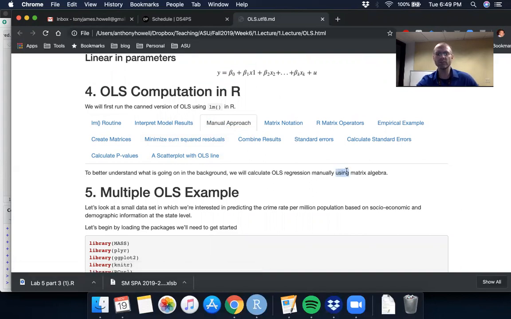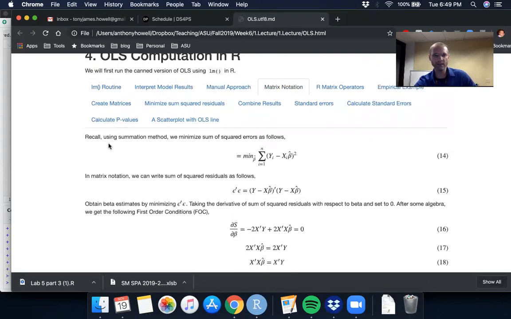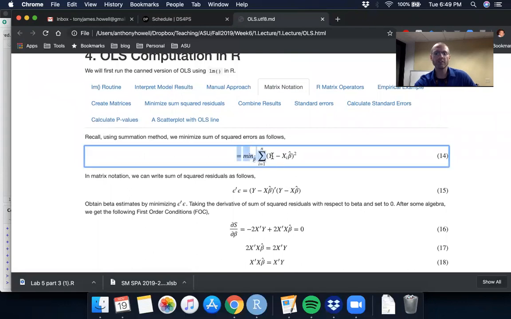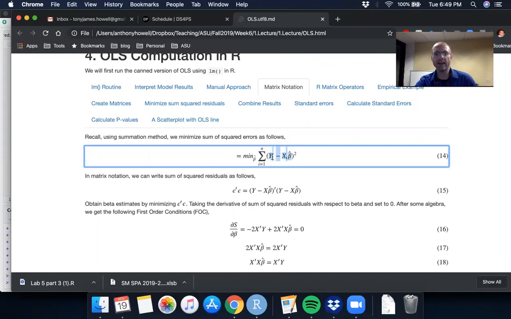And we're going to be using some matrix algebra, so it's a little bit technical, but I think it's important to understand what's going on. So recall from the first video, in order to get the parameter estimate of interest, we need to essentially minimize the sum of squared errors, where we're representing the residuals here as the yi minus xi b hat, and we're minimizing the squared value of this after summarizing.